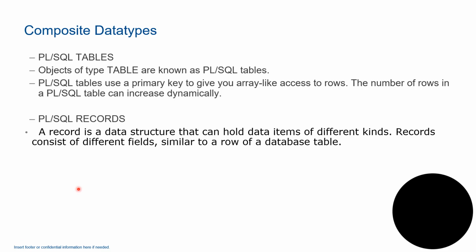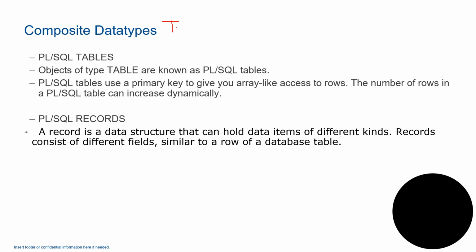Now coming to composite data types. So basically composite data types are, as you know, PLSQL tables. These are objects of type table which are known as PLSQL tables. And PLSQL tables use a primary key to give you array-like access to rows. The number of rows in a PLSQL table can increase dynamically. So as you can see, PLSQL tables, and we have PLSQL records. So let's talk about PLSQL tables. Suppose we have to define a PLSQL table.